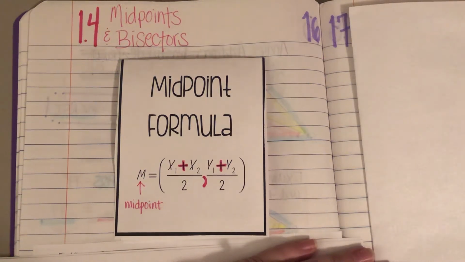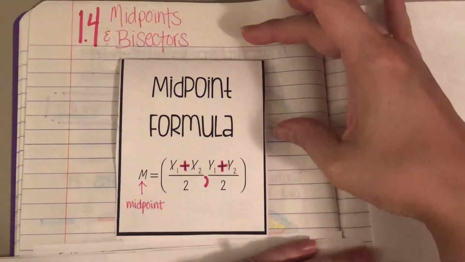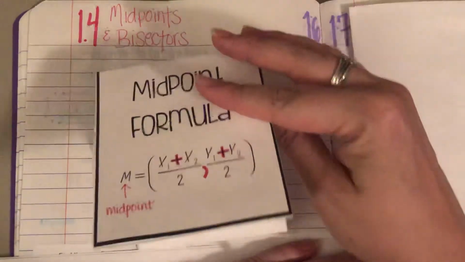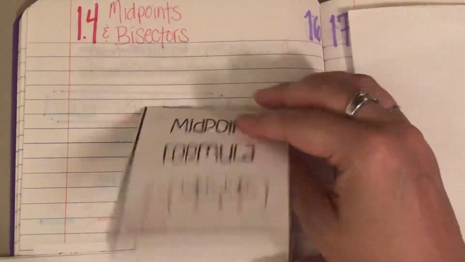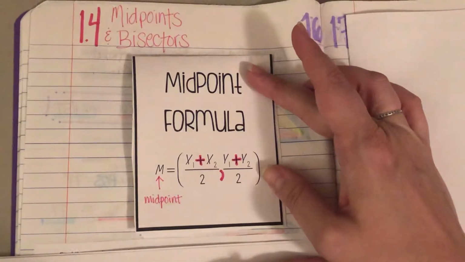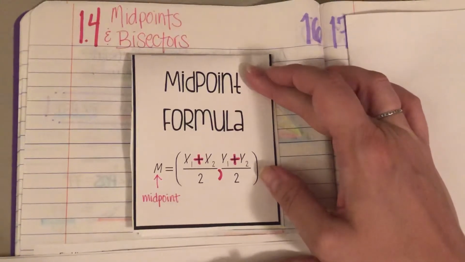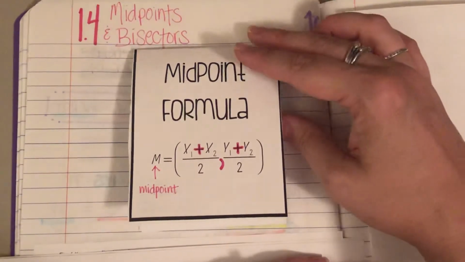Welcome back to lesson 1.4, midpoints and bisectors. Let's go ahead and start with the midpoint formula. I have this foldable right here, which I will attach to the lesson if you so choose, but you don't have to. You can simply follow along. Here is my midpoint formula. It's on the front, M for the midpoint, and then you see our midpoint formula. I'll talk about it when I get inside the foldable.